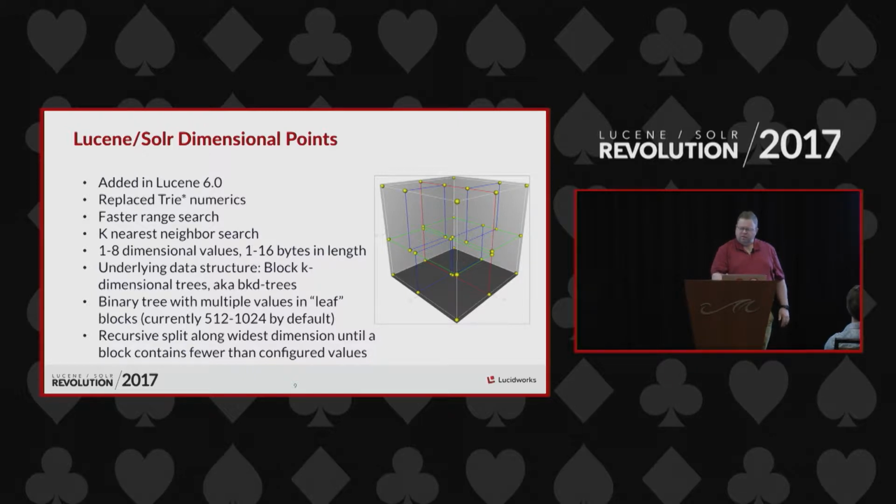Over there is an image I stole from the KD tree page on Wikipedia that visualizes splitting a three-dimensional KD tree, first at the red box, splitting in half, then the green boxes, each of those two is split in half, and once more the blue boxes split. So it's a recursive split along the widest dimension until a block contains fewer than the configured values that I mentioned above in a leaf block.